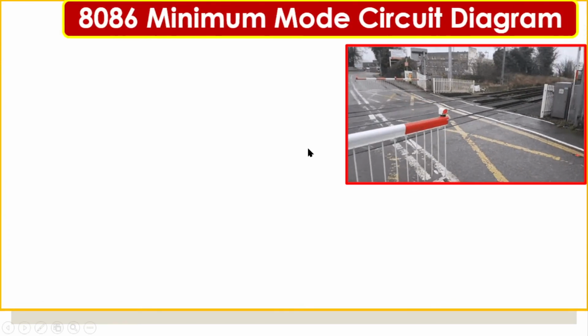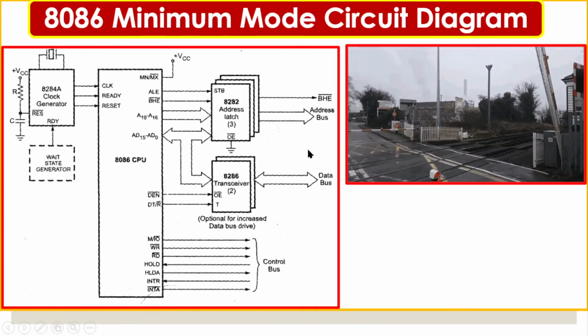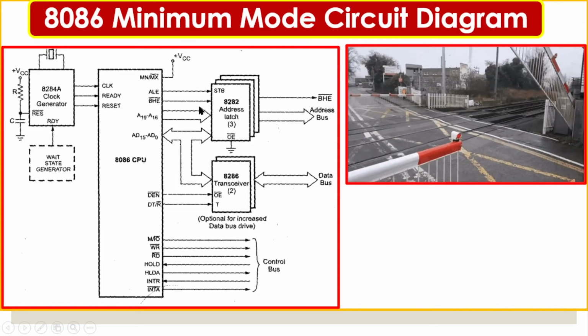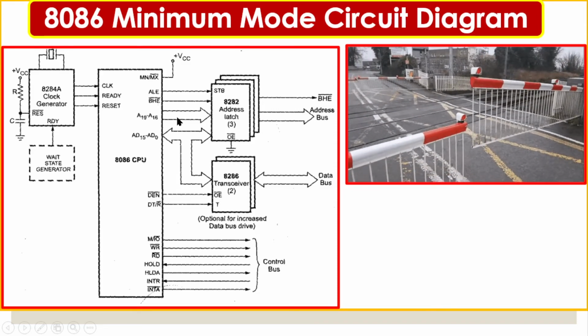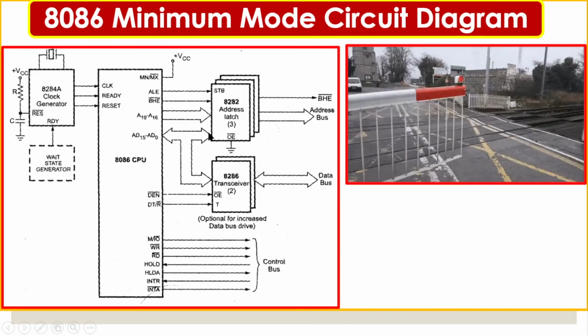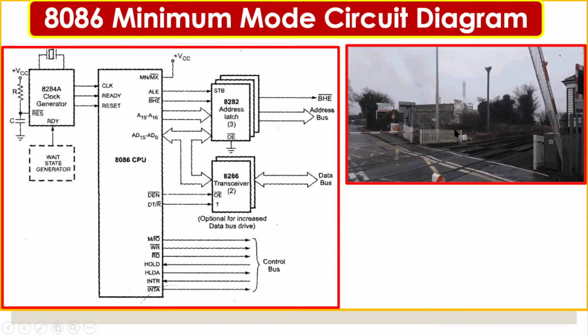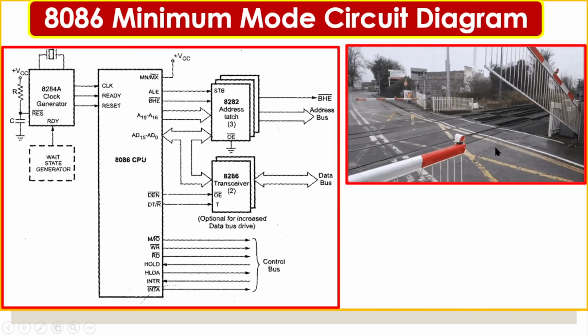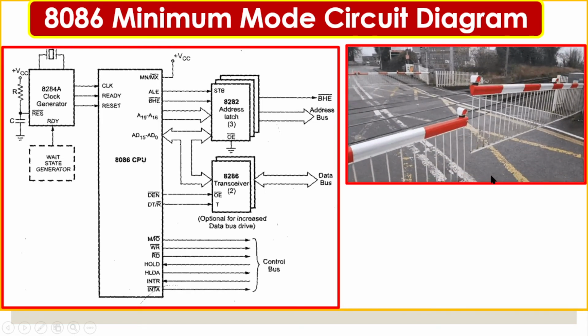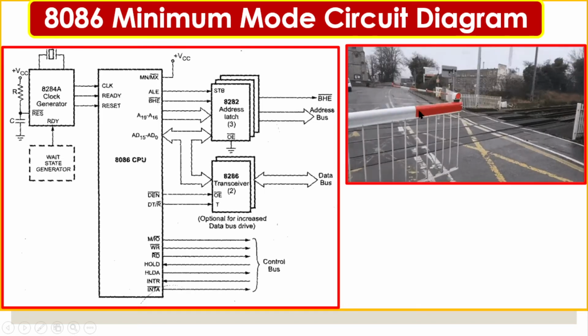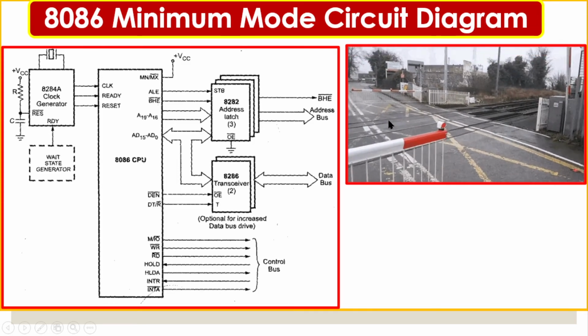See here the demultiplexing, how it is happening. In demultiplexing, we are connecting the address and data multiplexed bus as input. After that, how is it demultiplexed? A practical example I have given here. Look at this railway gate. It's an automatic gate, for example, we assume. This track will be used by both.